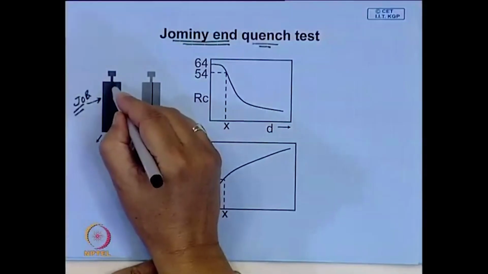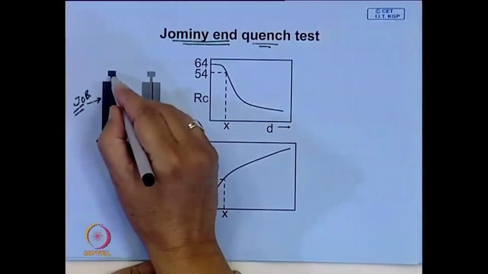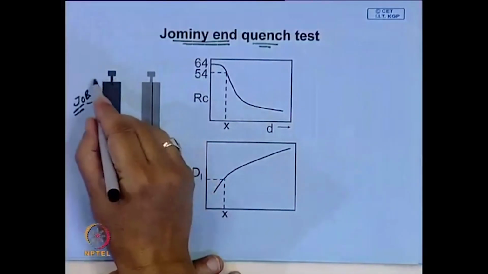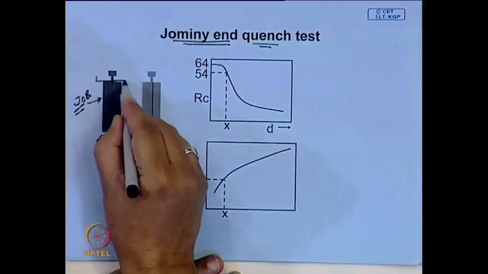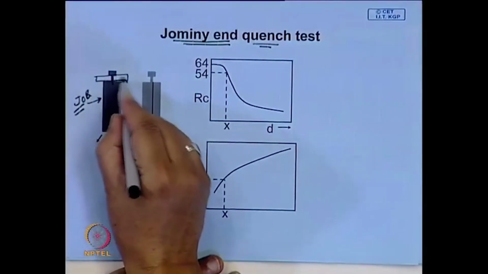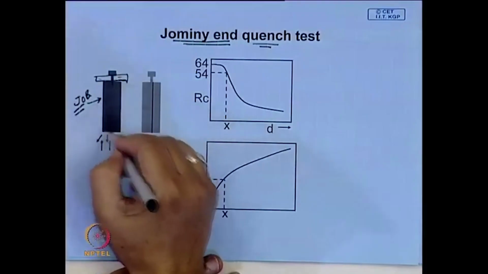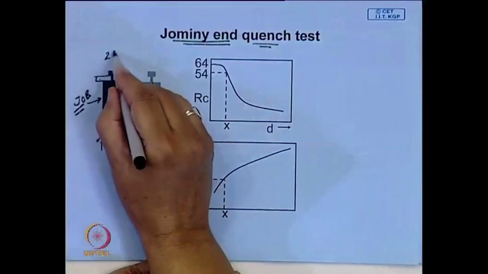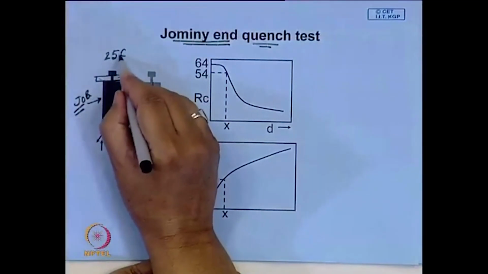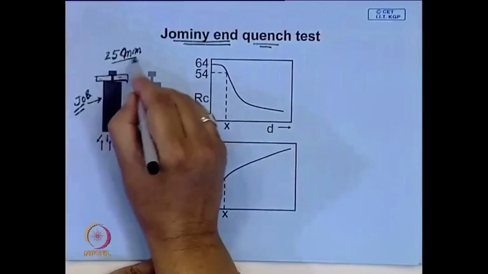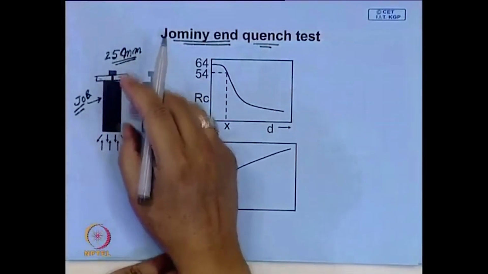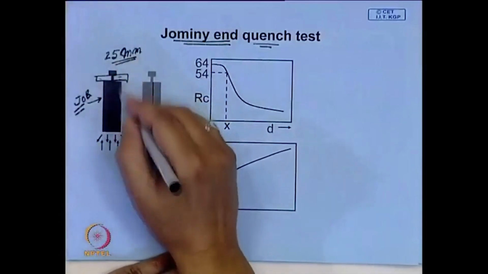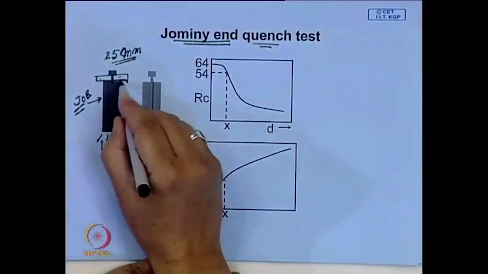There is a provision to fix it on a cooling fixture. So, this can be a single part also, or sometimes you can have a collar here which can be put on a rig. So, the main part is this, and the diameter of this is around 25 millimeter, around an inch in diameter. It may be 2.5 inch long, depending on the hardenability that you expect.